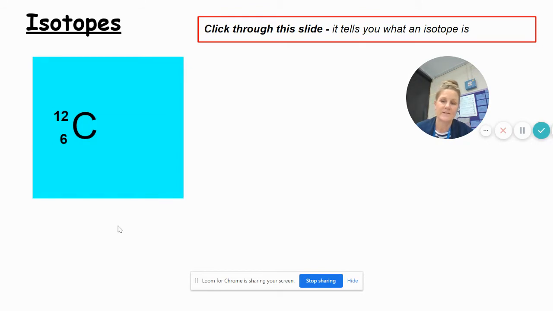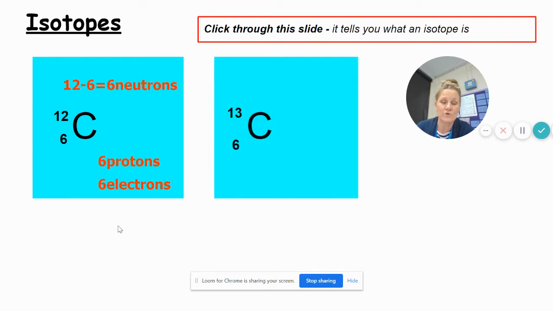So here we have an atom with the symbol capital C. That's right, capital C for carbon. The bottom number tells us the number of protons, which means that the number of electrons is the same. Who remembers how to work out the number of neutrons? That's right, top number take away bottom number.